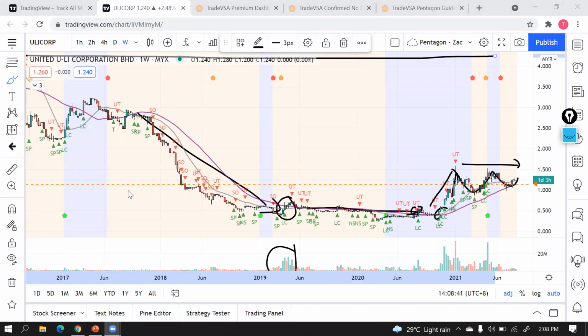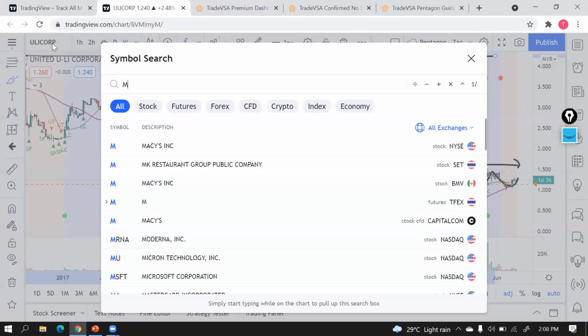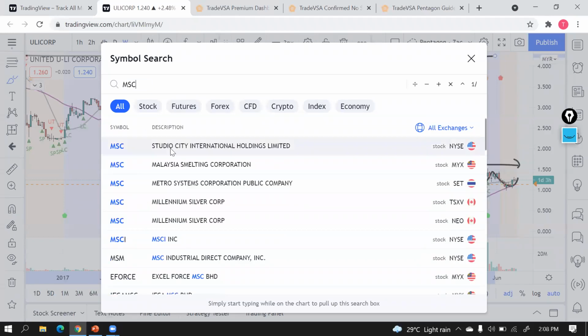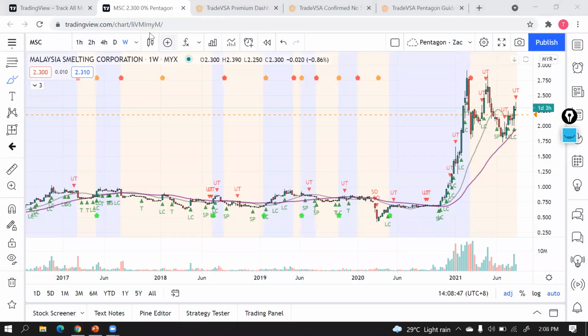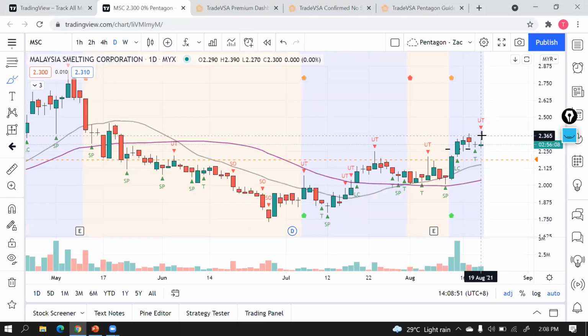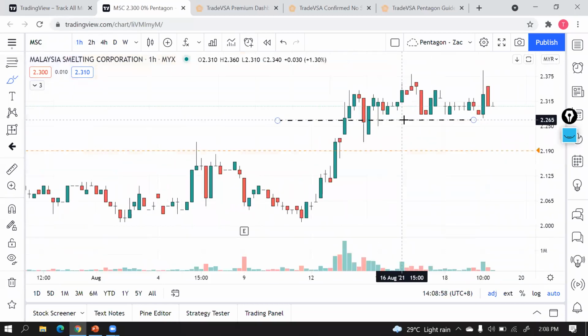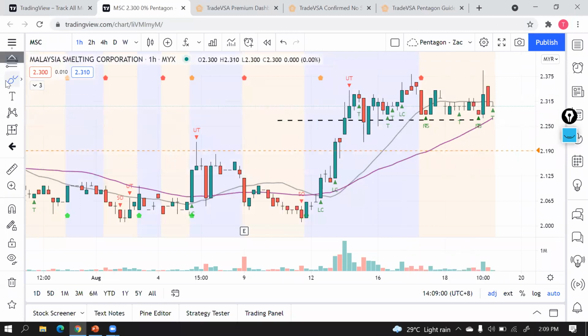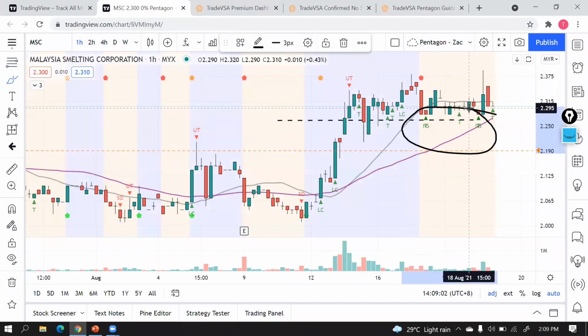I think MSC is next, right? Yep, I'm kind of interested in MSC, to be frank. Let's look into the daily first. I think just now in the morning session they got an NS, but it seems like now it formed a UT here. But if you look into the hourly chart, double NS, looks like the support is pretty good.